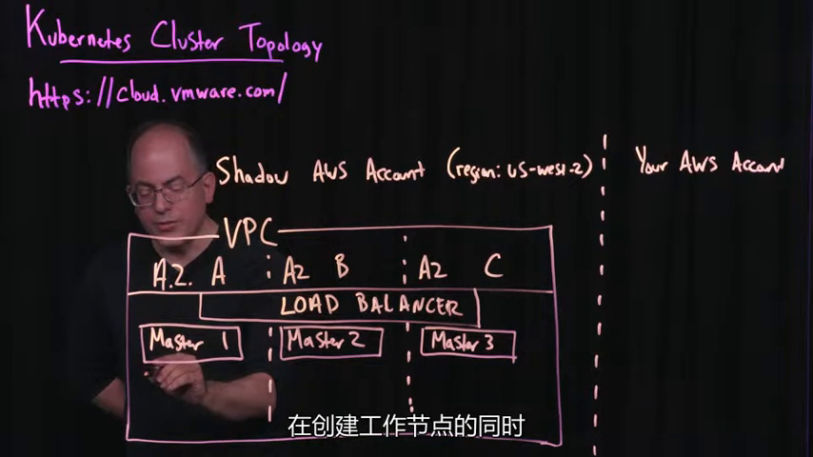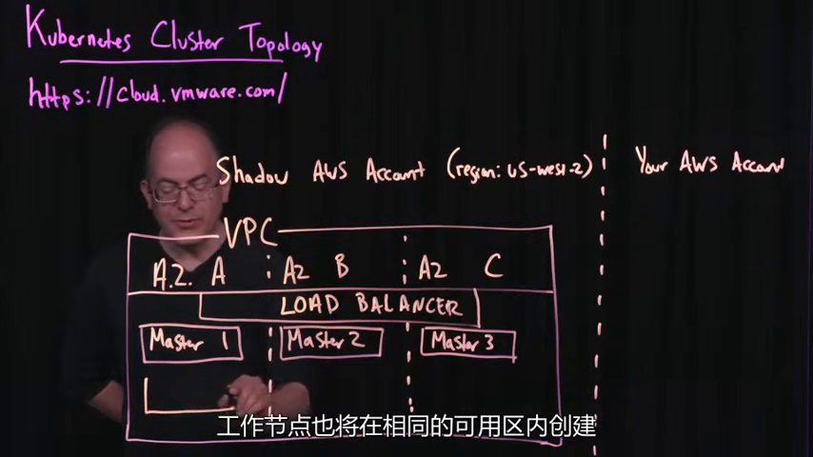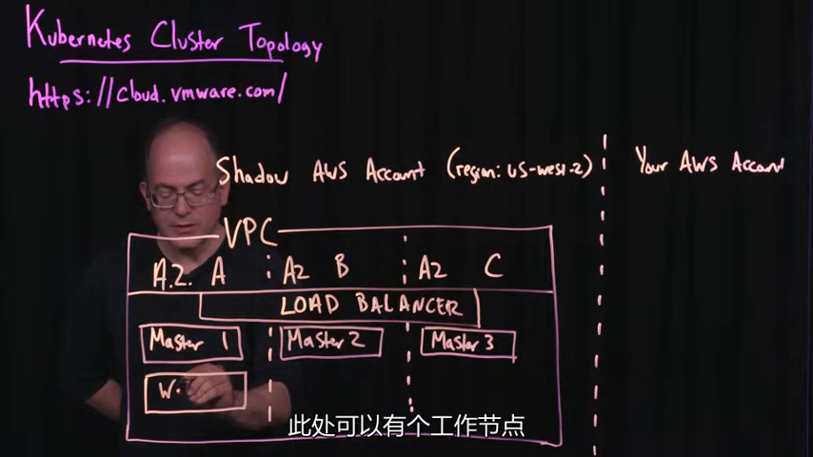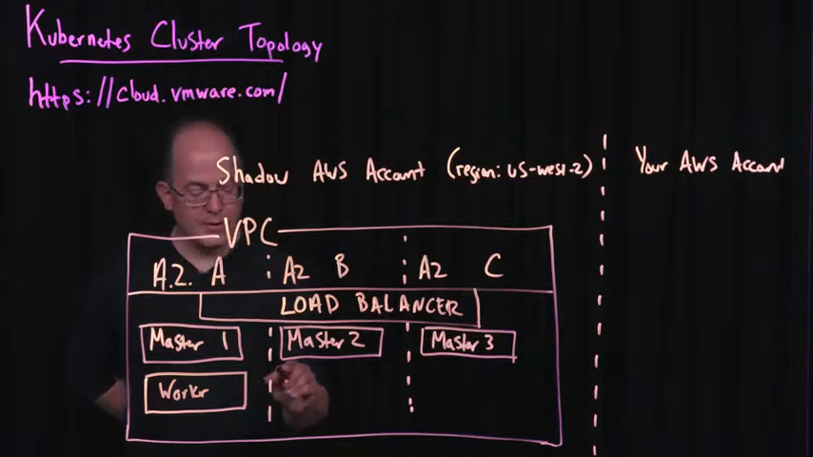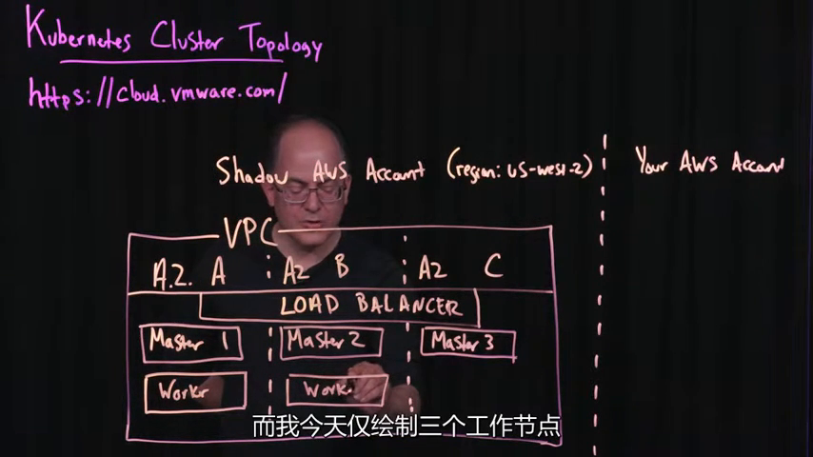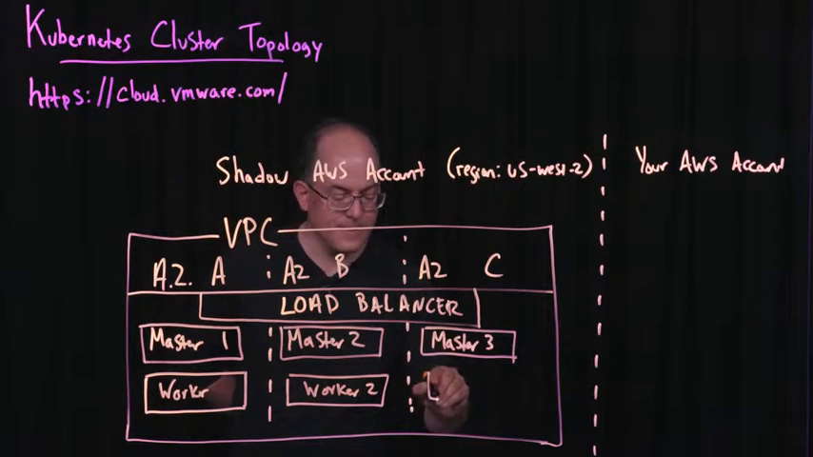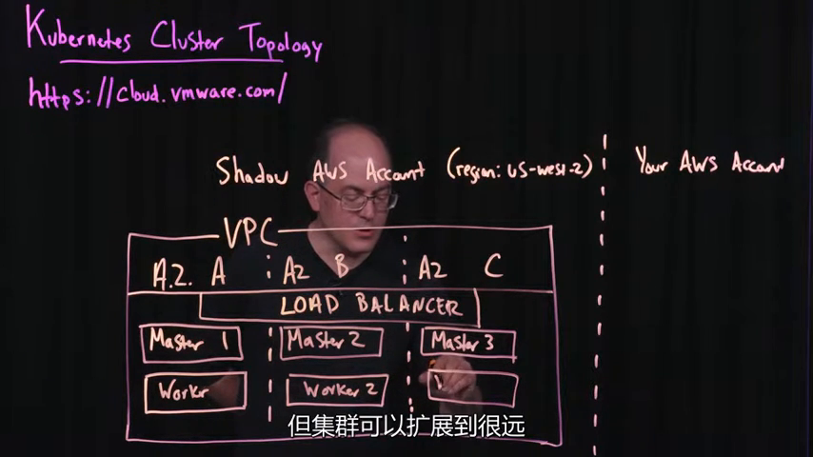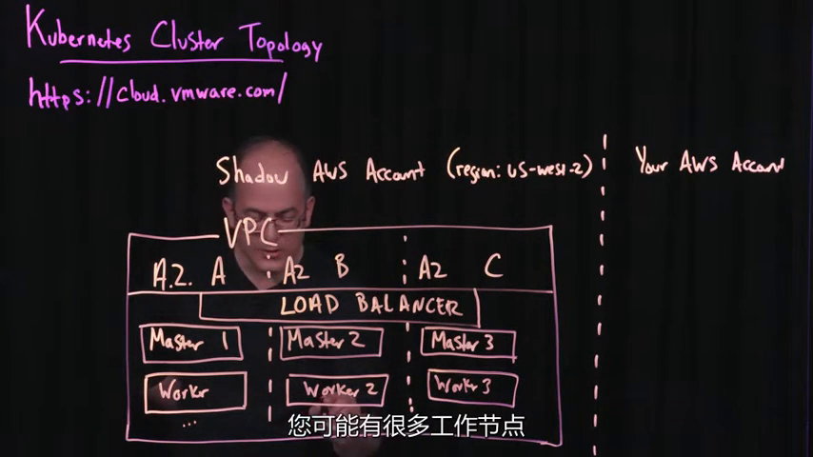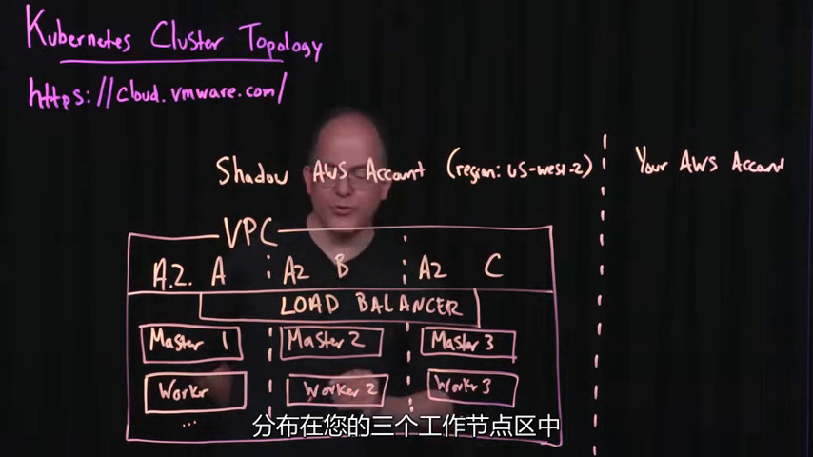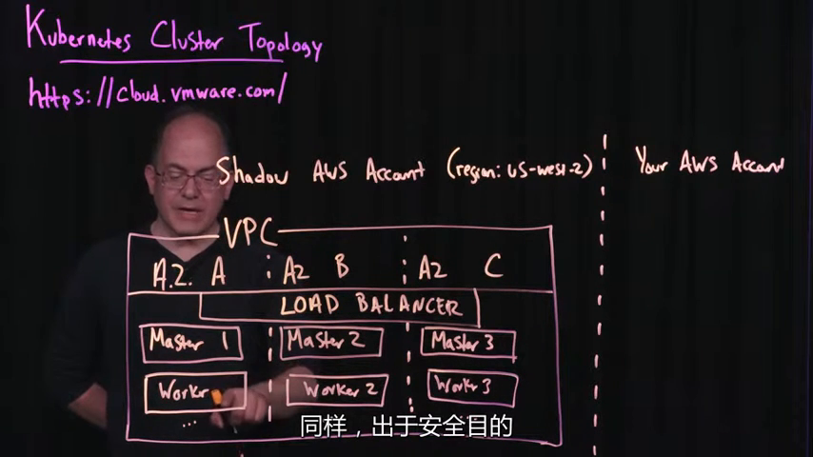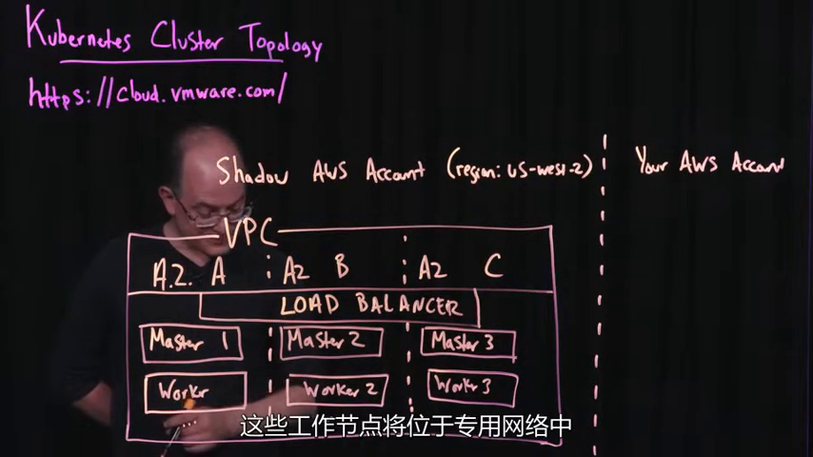Then when workers are created, the workers will also be created within the same availability zones. So I can have a worker here, and of course I might have many workers. I'm just going to draw 3 workers for today. But the cluster can scale quite far, and you might have many workers distributed across all 3 of your zones. And again, these workers are going to be on a private network, again for security purposes.